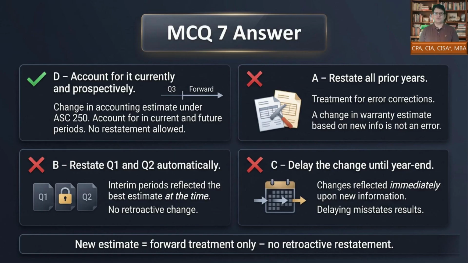Option B is wrong because Q1 and Q2 are not automatically restated when the original estimate was reasonable based on the information available then. Option C is wrong because the entity should not wait until year end. A new estimate receives forward treatment only.